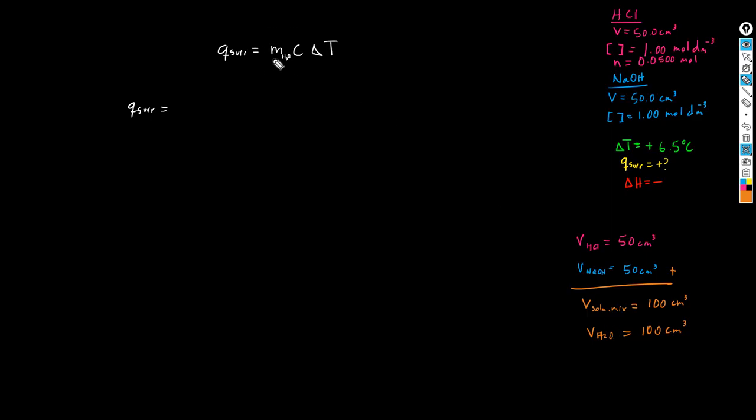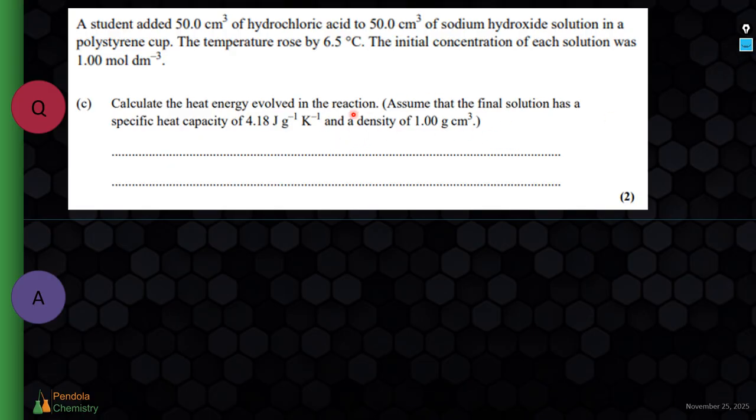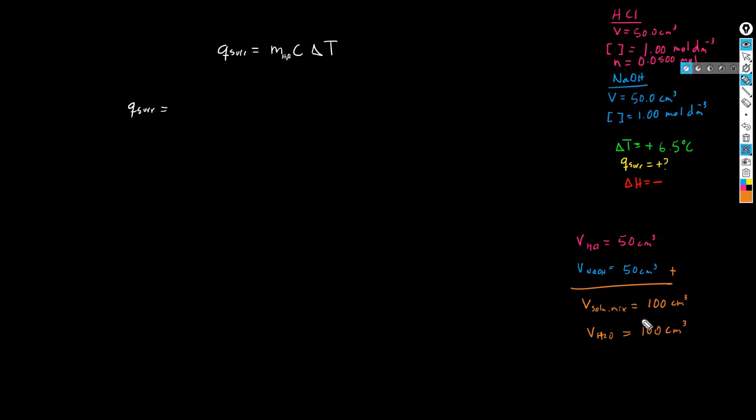Well, but we don't need cubic centimeters, we need mass. That's why, if we look at our question, it says the density of the solutions, which is essentially the density of water, is 1.00 grams per cubic centimeter. Meaning those 100 cubic centimeters of water can be translated to a mass of water of 100 grams. It's a 1-to-1 ratio. So that means M is 100 grams of water.